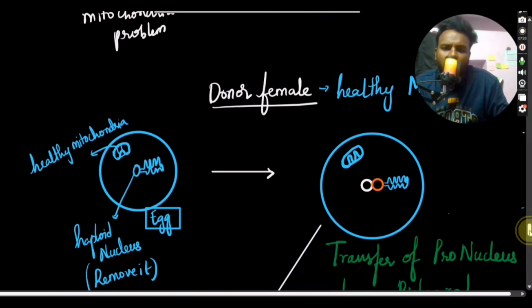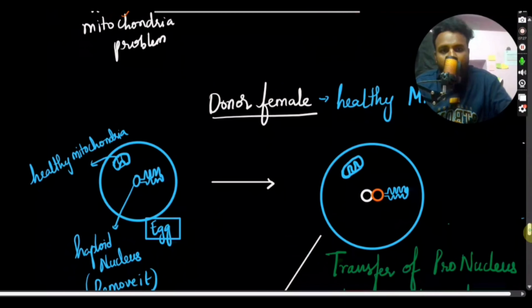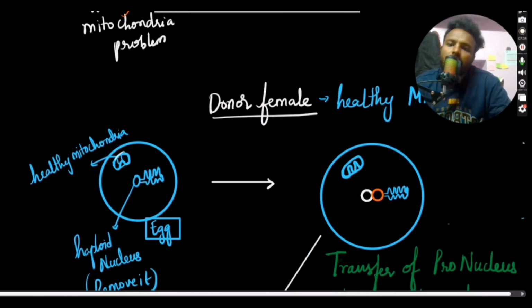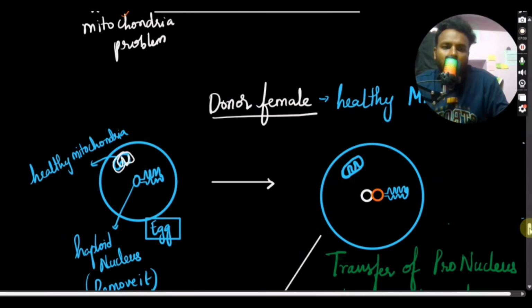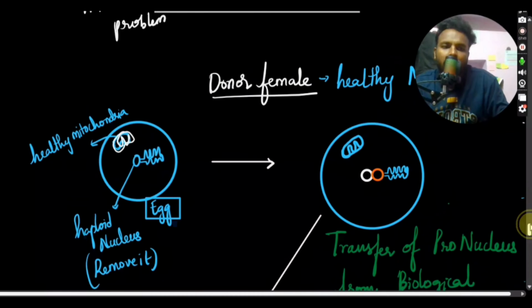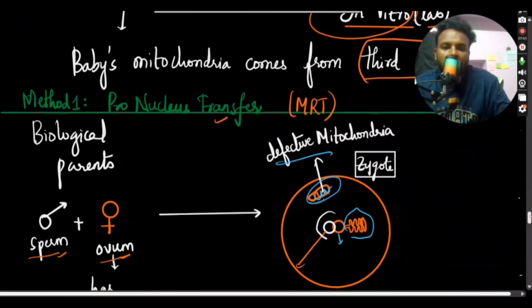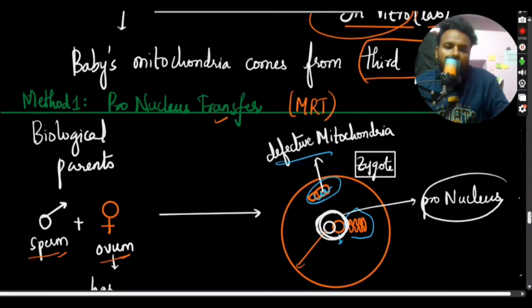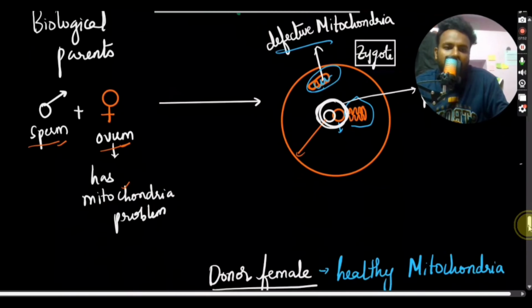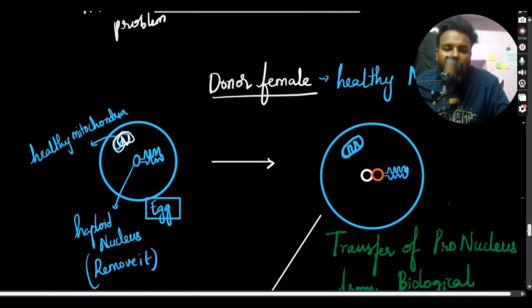Then we'll be getting healthy mitochondria from a donor female, right? So we have a donor who has an ovum in which we have healthy mitochondria. We won't be removing that; we'll be removing this nucleus which has formed, right? So it is a pronucleus. Pro means old or at the beginning stage, right? So remove this pronucleus and add it into the cell, or ovum, of the donor.